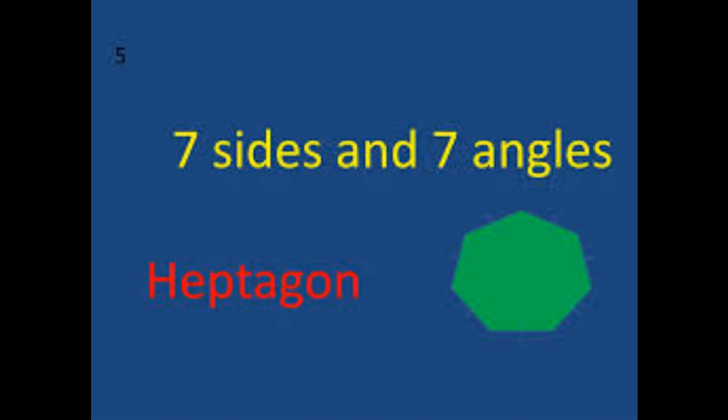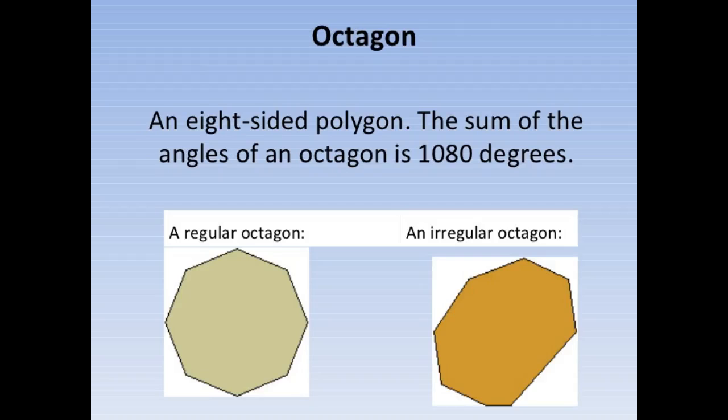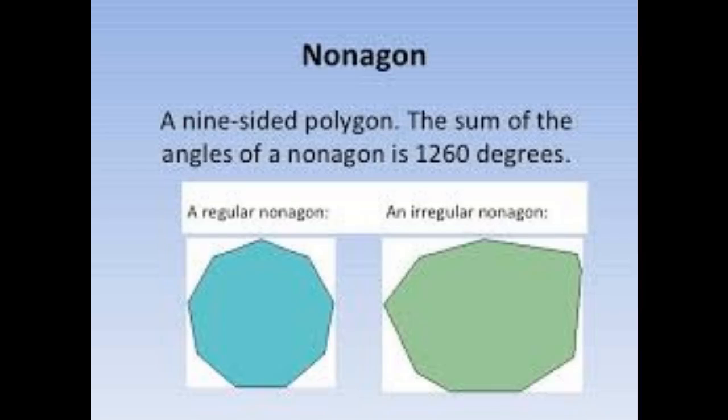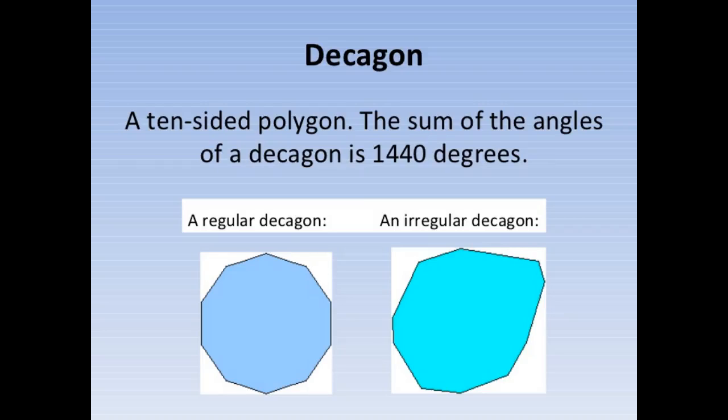Okay, now octagon, a shape that has 8 sides, and the sum of the angles of the octagon is 1080 degrees. Okay, the next one is nonagon, a shape that has 9 sides, and the sum of angles is 1260 degrees. The last one is decagon, a shape that has 10 sides, and the sum of angles is equal to 1440 degrees. Got it beta?